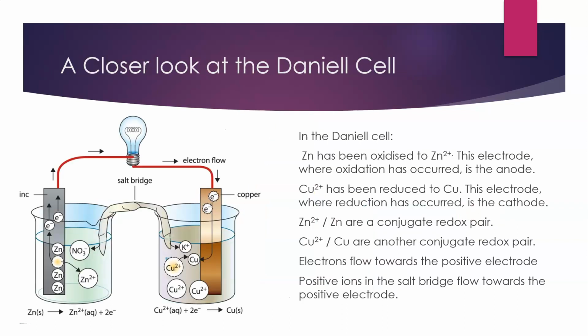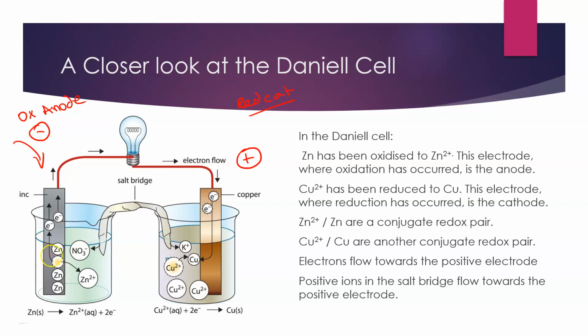When we look at how the Daniell cell works, we can see that the zinc is being oxidized from Zn to Zn2+, remembering it's the more reactive metal in this case. So this is where oxidation has occurred, and this is the anode. Oxidation always occurs at the anode, and it is the negative electrode. Then you may have heard me say red cat. This means that reduction always occurs at the cathode, and in a galvanic cell, the cathode is the positive electrode.